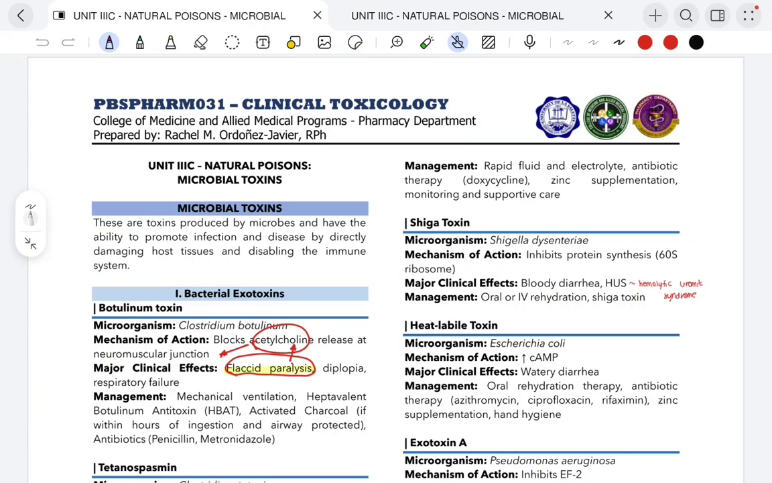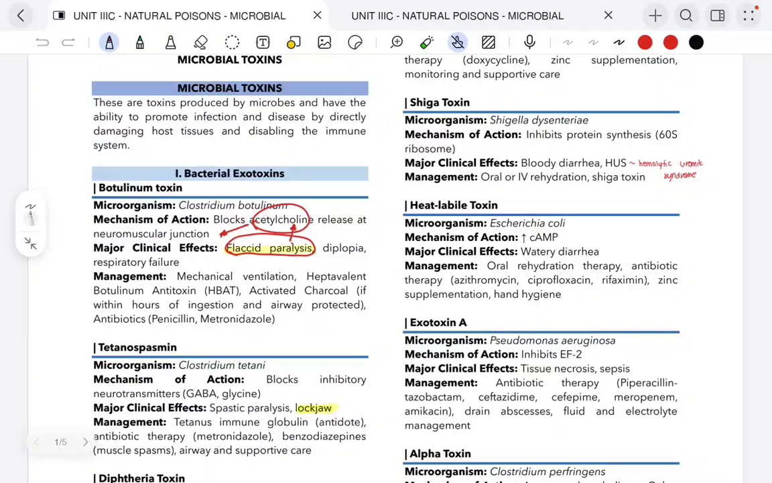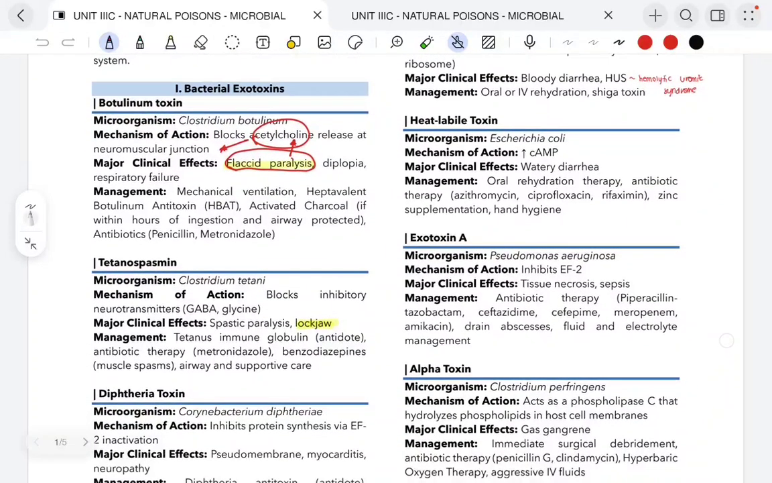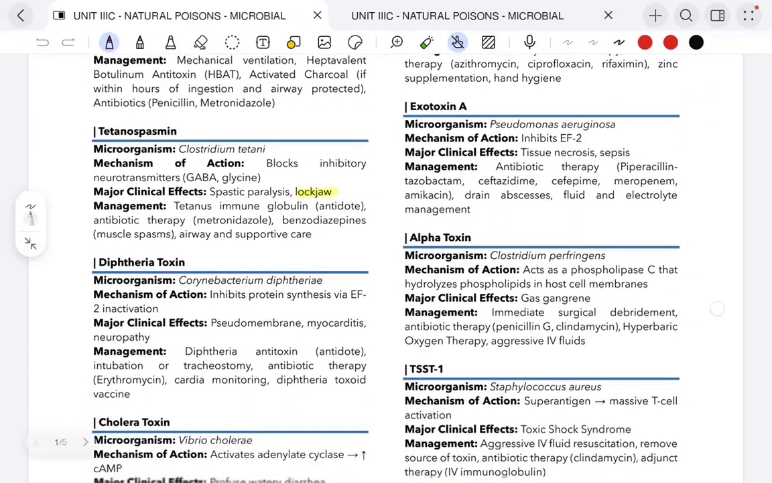This is the continuation of our discussion regarding your microbial toxins. So last time, we are done discussing your botulinum toxin and your tetanus toxin, and we also discussed the difference of your exotoxins from your endotoxins. So let us now move to your diphtheria toxin.